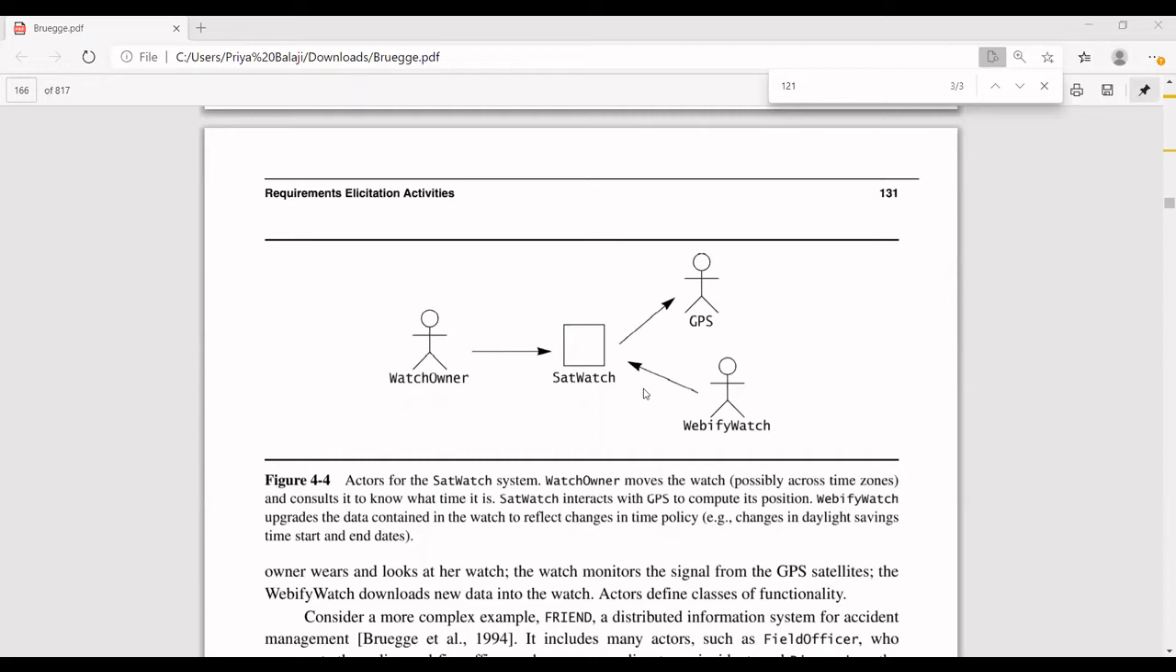Here they have represented the watch owner, GPS and Webify watch as the actors, and the satellite watch, the device, is going to be the complete use case. The device was the satellite watch. So once they have got the requirement from the user, they have to decide exactly who is going to act as an actor, be it the primary actor or the secondary actor. They have to decide who is going to be the actor.